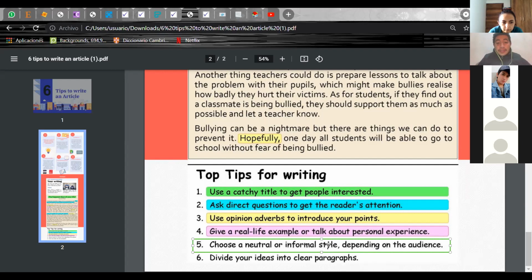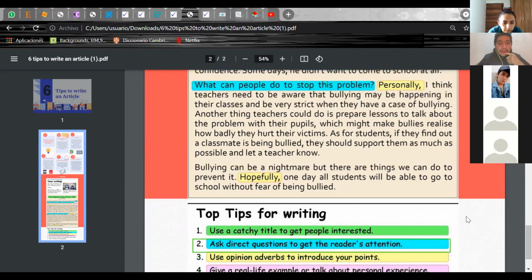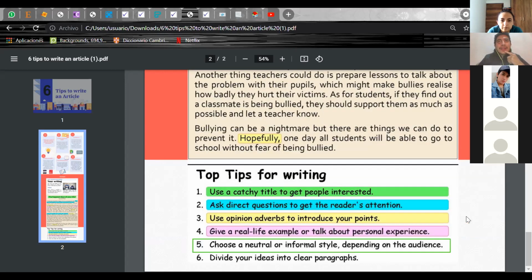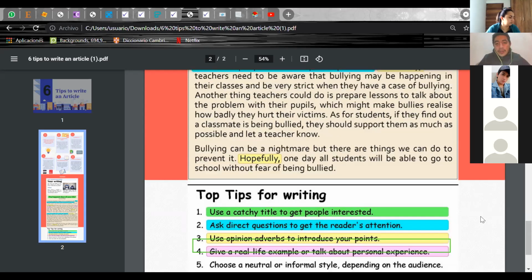Okay, thank you. So it says that we need to change the style of our writing depending on the audience or on the topic, because there are some topics where we need to use some formal language, some formal style in our writing, but there are other topics that are more informal, so we need to define this part.